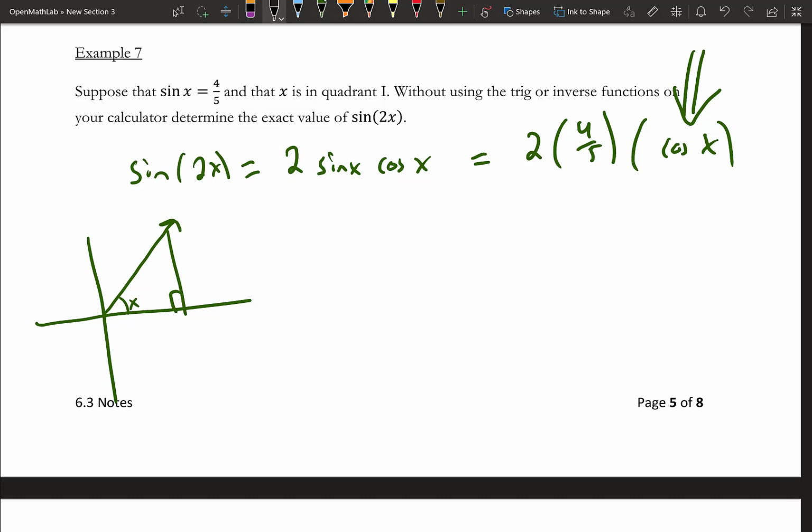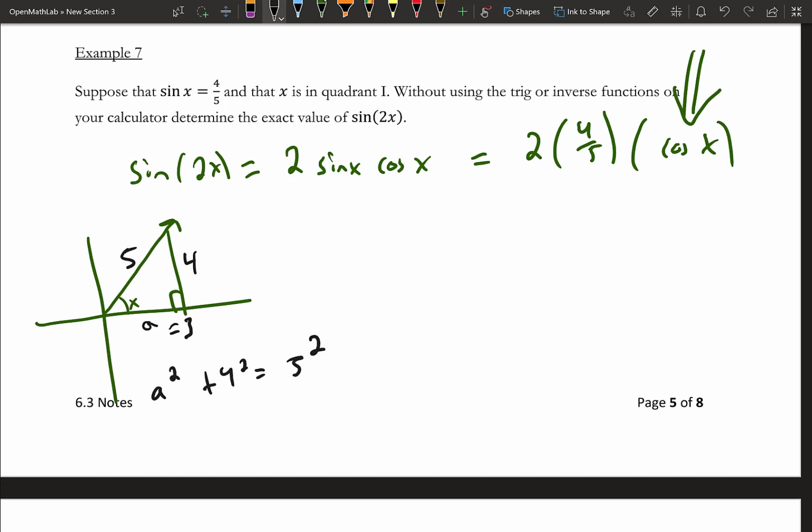Then we just label this. Sine x would be opposite over hypotenuse, right? So 4/5. And then I'm not going to label this x, I'll just label it as a, the adjacent side. So we need to figure out what a is. Hopefully you should know by now that this would be 3, because it's a 3, 4, 5 Pythagorean triple. But if you need to, just solve a squared plus 4 squared equals 5 squared.